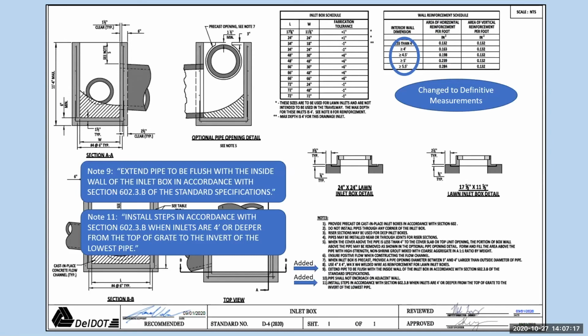We added note 9, which says to extend the pipe to be flush with the inside of the wall of the inlet box in accordance with the standard specifications. And we also added note 11, which says install steps in accordance with section 602.3.b when inlets are 4 feet or deeper from the top of the grate to the invert of the lowest pipe. We also changed the dimensions to make them more definitive and wall reinforcements code.